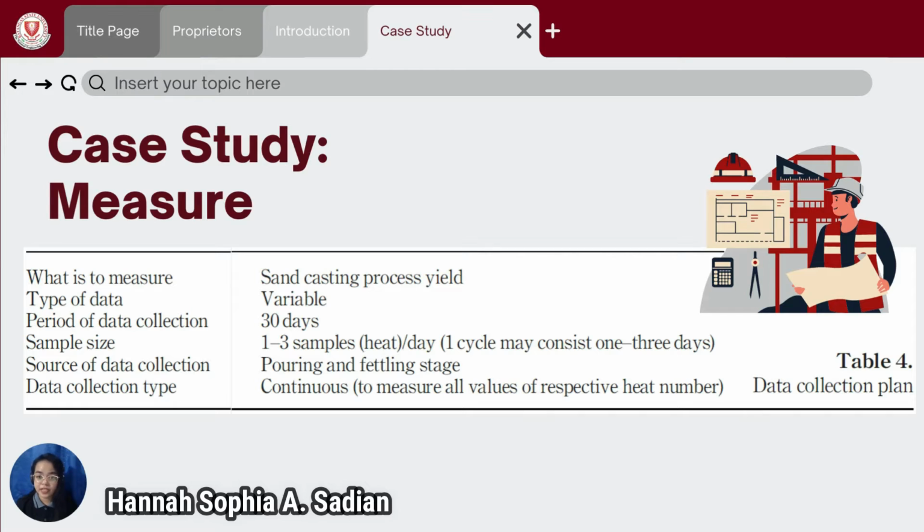Now, for the measure phase, the first tool utilized is a data collection plan, which acts as the framework of what needs to be measured, the appropriate type of data, the period and sample size, as well as the data collection source and its corresponding responsibility for the current process yield measurement.